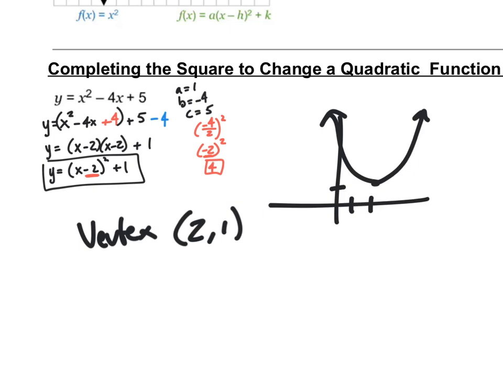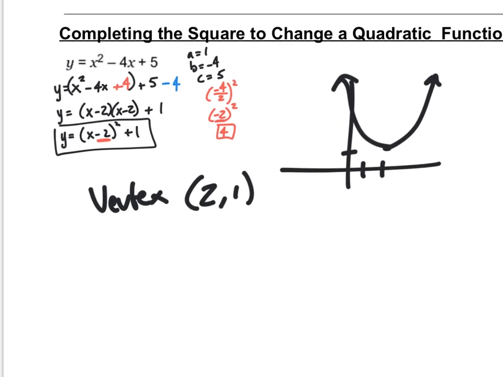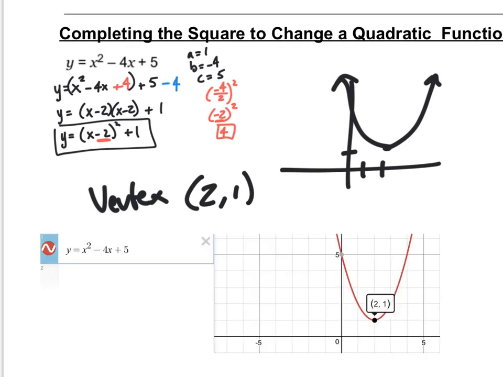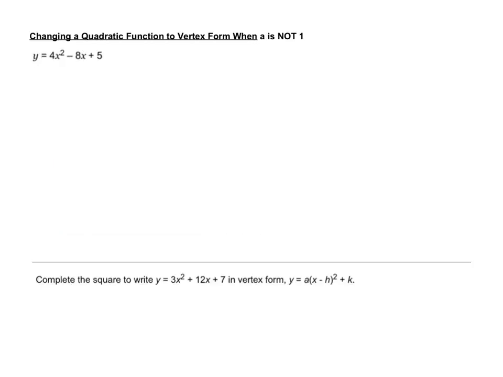Now let's plug this into Desmos and see if we got this right, which I hope I did. Sure enough, that's what I've got, the point 2, 1, which is what I thought it was, and so we are correct. I just graphed the original function over here, but you can easily tell with the transformation that that's the vertex of the graph there too.